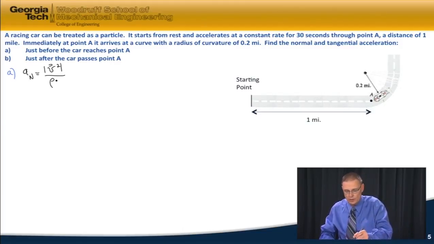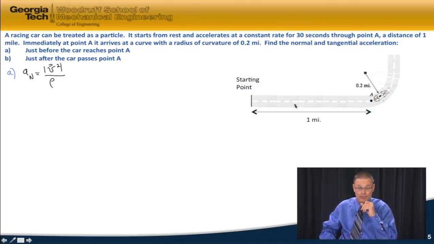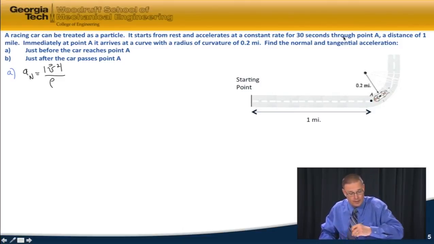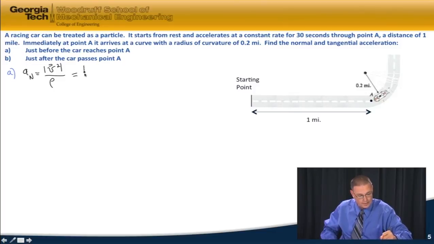My question to you is, what's the radius of curvature just before point A if this car is moving along a straight line? And the answer should be it's infinity. And so no matter what the velocity is as we go along that segment, the radius of curvature is infinity, so the normal acceleration is equal to 0.